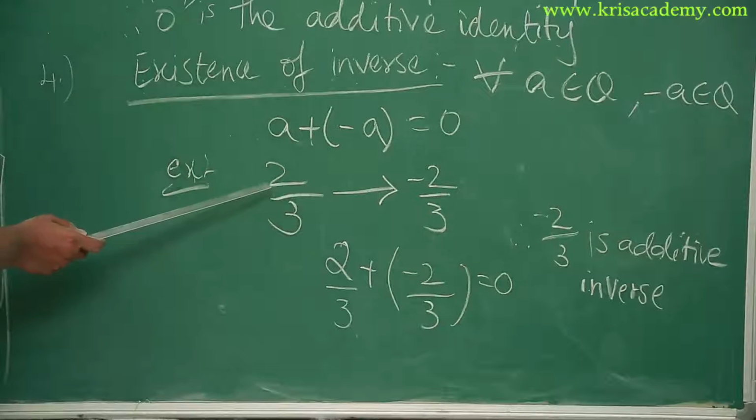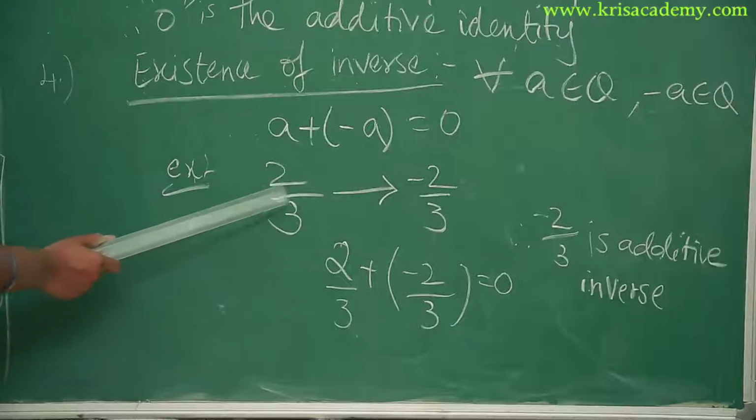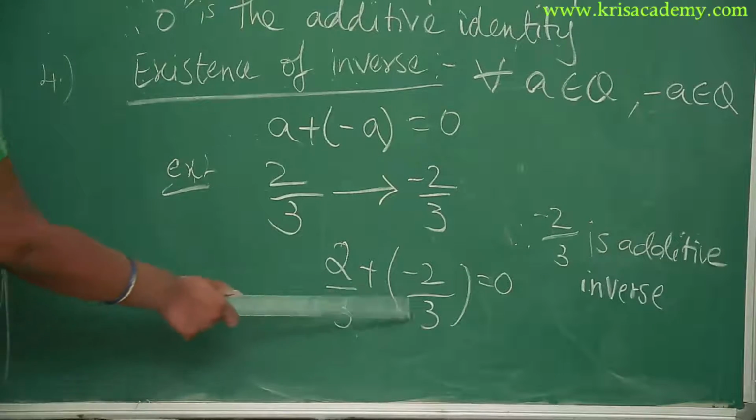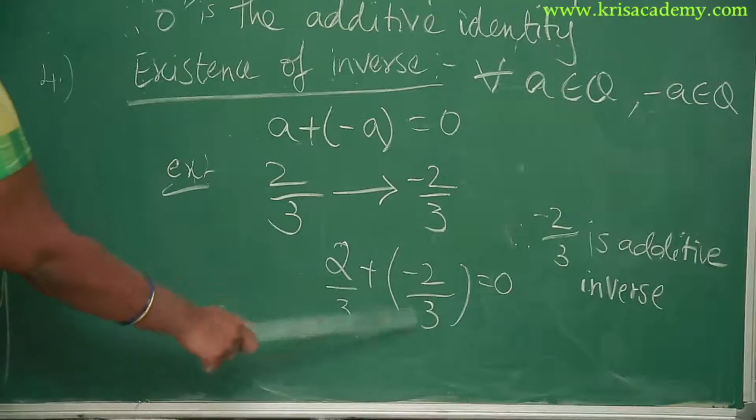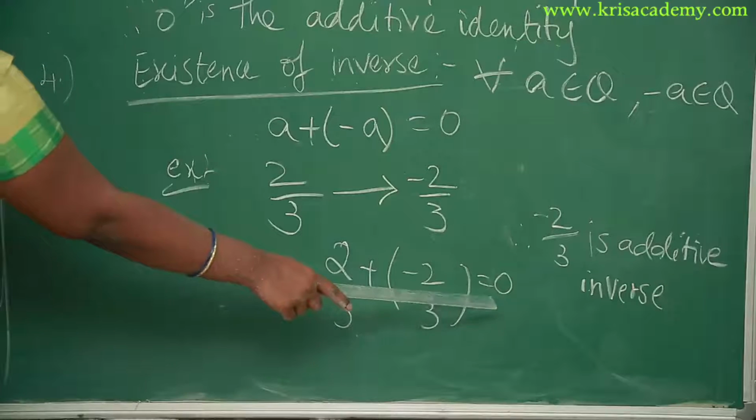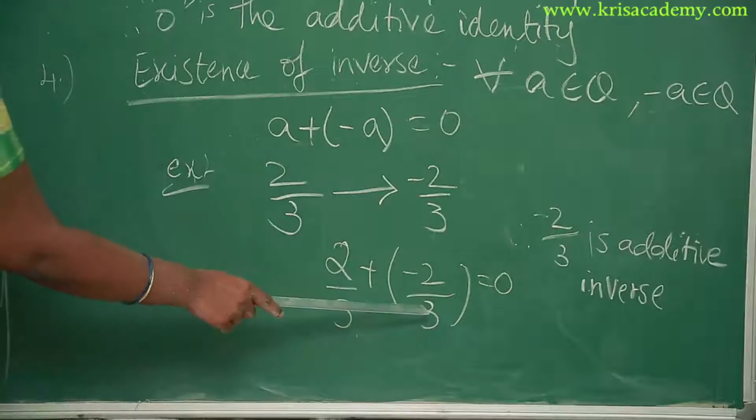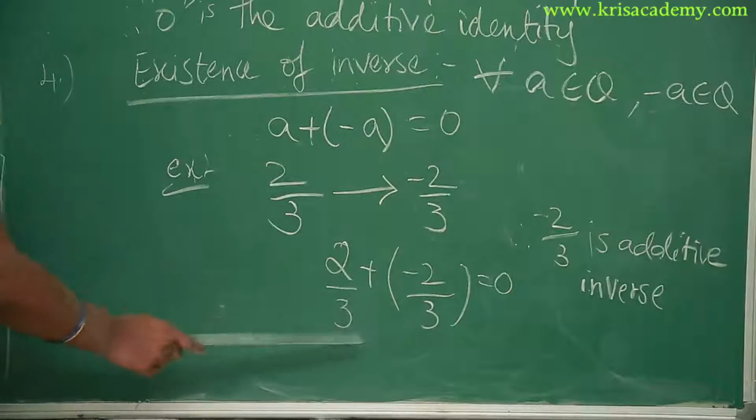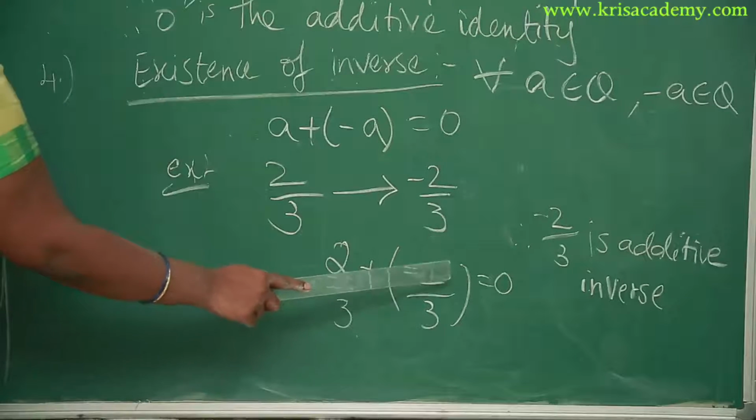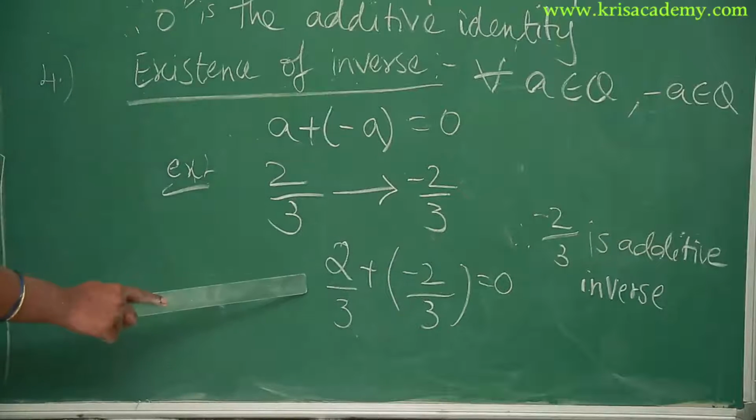Additive inverse is nothing but changing the sign. Plus means minus, minus means plus. When you add two rational numbers, 2 by 3 plus minus 2 by 3 will get cancelled. We should get the answer 0. If you are getting 0 when we add two rational numbers, it means they are additive inverses of each other. 2 by 3 is the inverse of minus 2 by 3, and minus 2 by 3 is the inverse of 2 by 3.